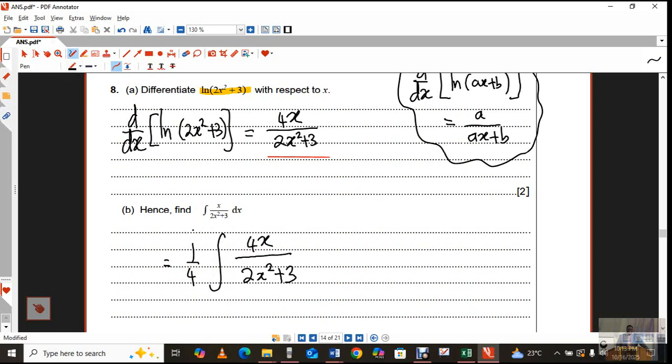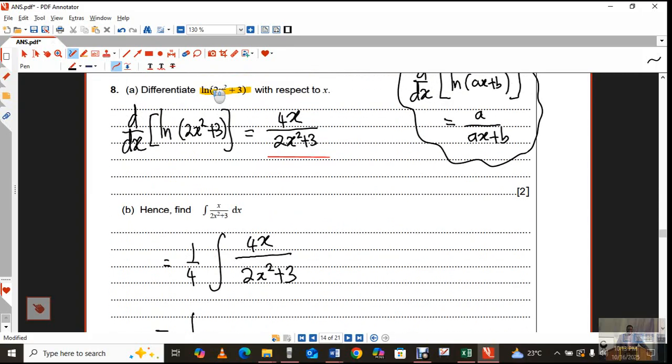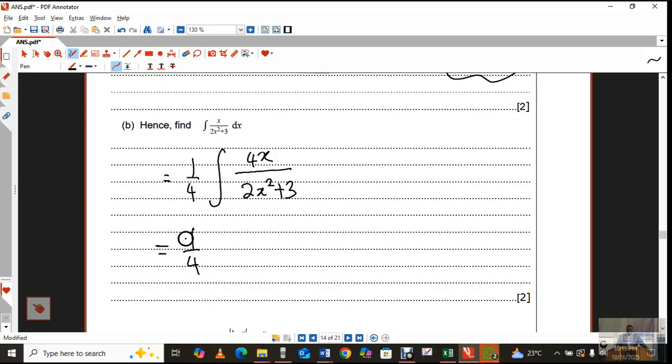So at the end of the day, that realization just means that the answer is 1/4 times the natural log of 2x squared plus 3, and then plus the constant of integration. All right, you can put absolute value signs, but even if you leave it like this, it's definitely going to be fine.